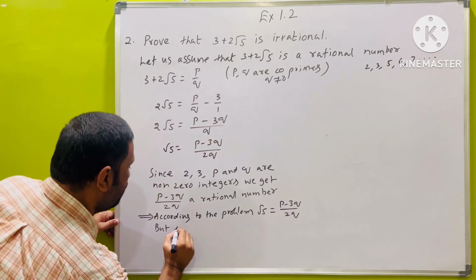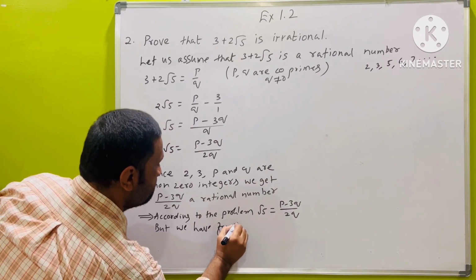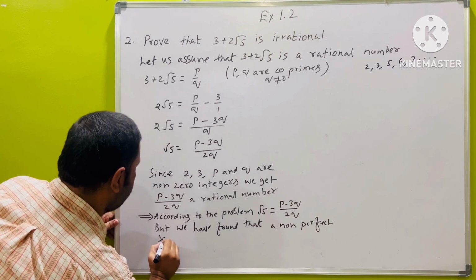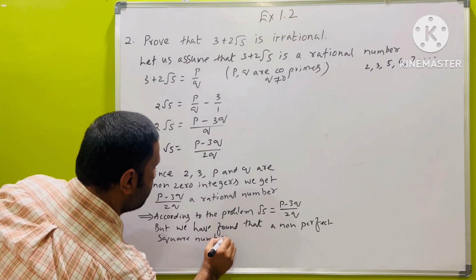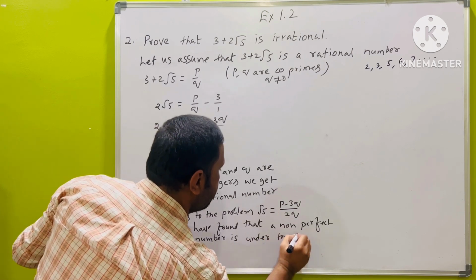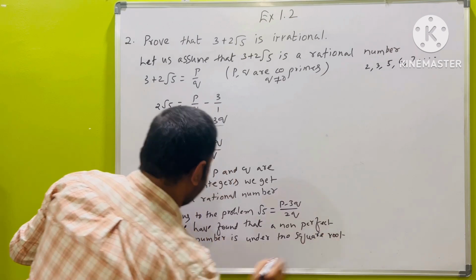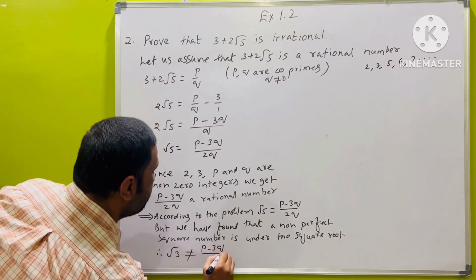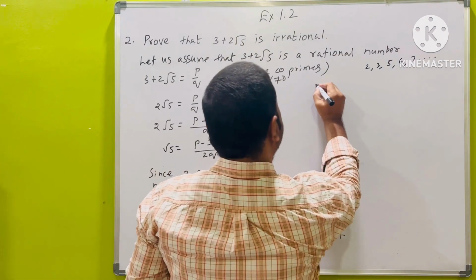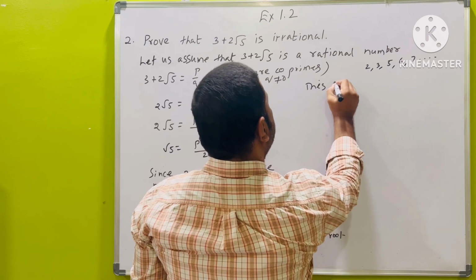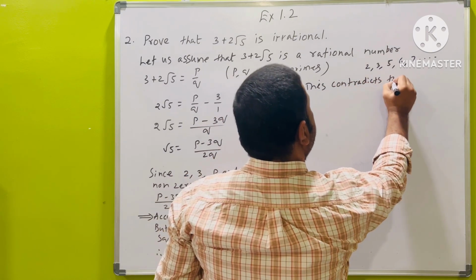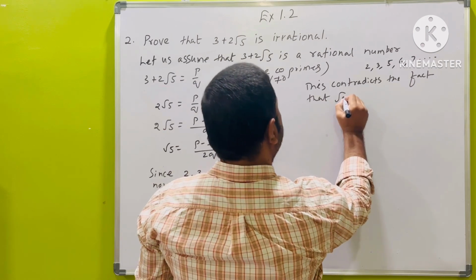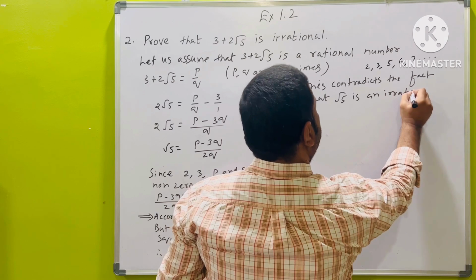But we have found that a non-perfect square number is under the square root. Therefore, root 5 is not equal to (p minus 3q) by 2q. This contradicts the fact that root 5 is an irrational number.